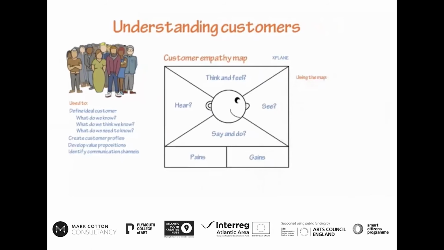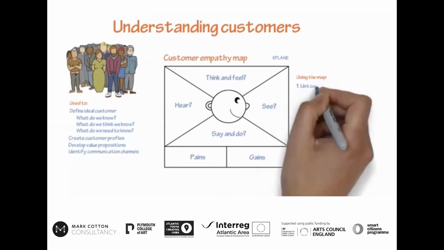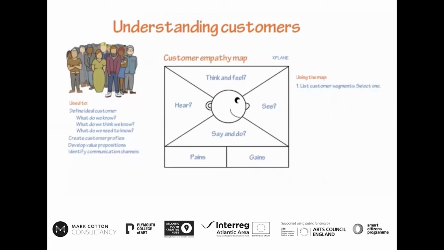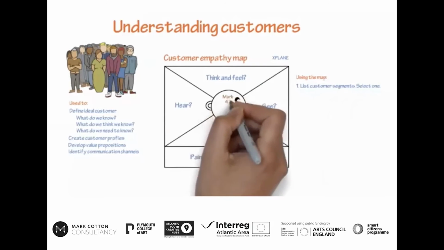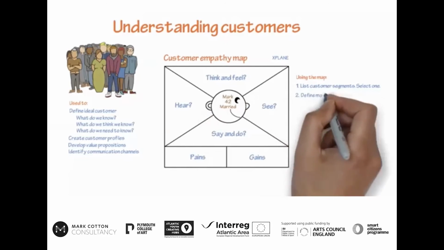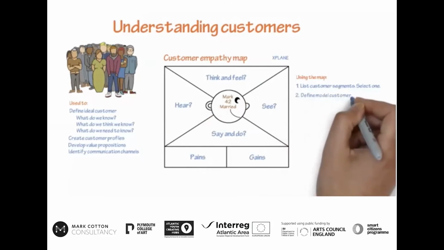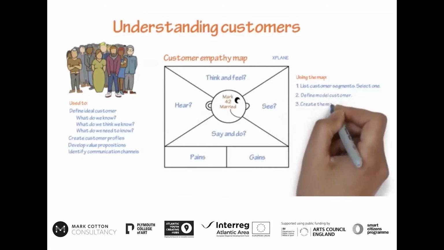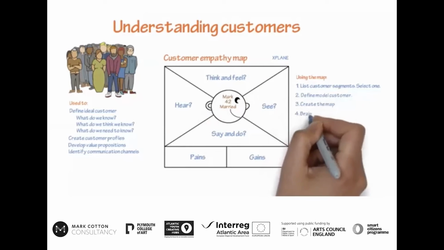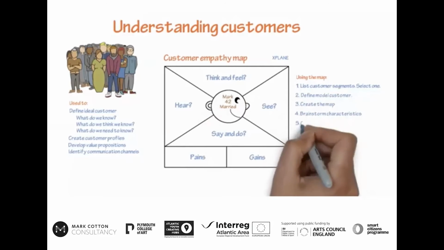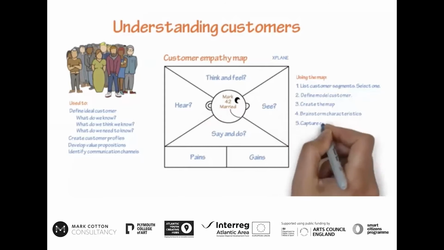To use the Customer Empathy Map, first list your customer segments and select the one you want to focus on. Give your customer a name, and then define their demographic status, their income, their age, their marital status. Next, use a whiteboard or flip chart paper to draw your customer empathy map, and then brainstorm their characteristics by answering the questions in each of the areas. Put your responses on post-it notes and then stick them to the map.